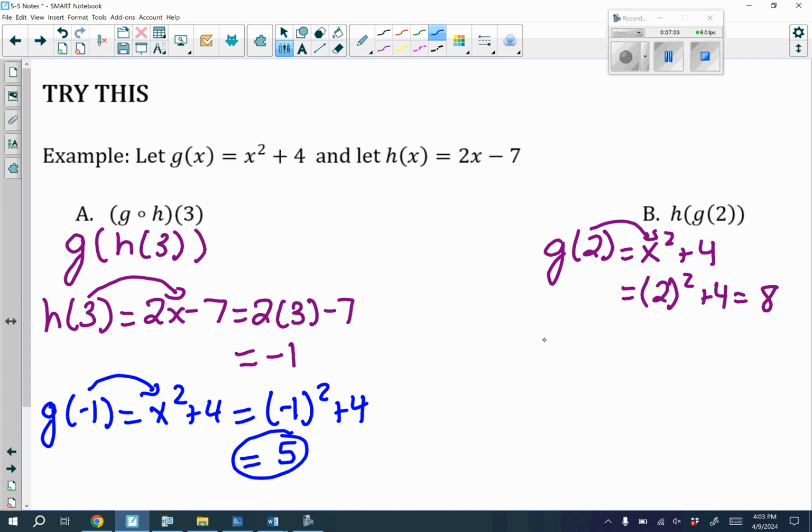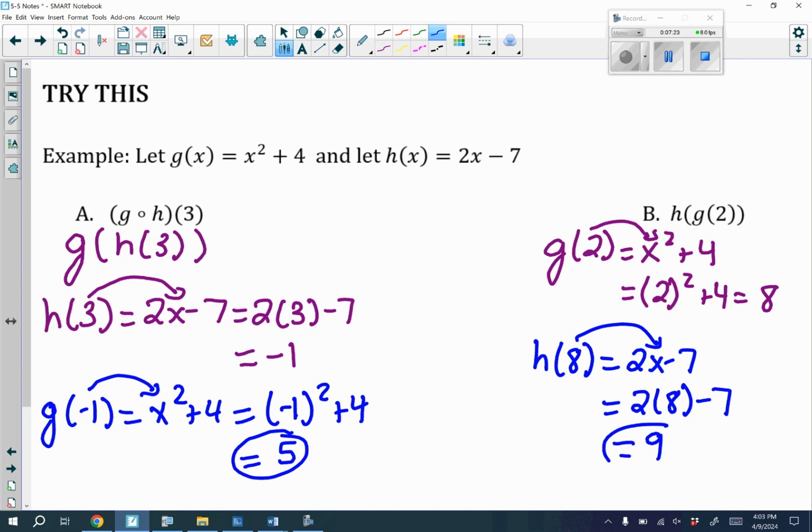Now I'm going to take the 8 and plug it into the outside function. So h is our outside function. And so my h is 2x minus 7. So I'm going to plug the 8 in for x. So that gives me 2 times 8 minus 7. When I do that, I have 16 minus 7, which gives me 9. Okay, and that's my final answer there.